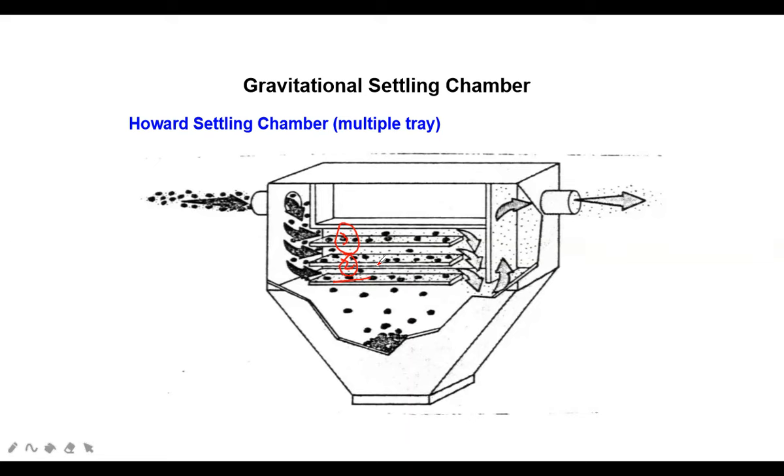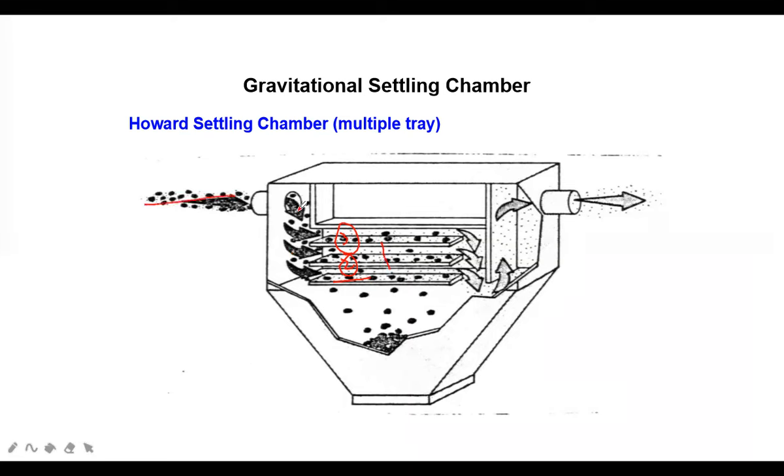What will happen if the distance between the two plates is small? The distance is small, so air keeps coming in again and again. When air keeps coming in again and again, the air will resettle the particles which are already settled on these plates. Okay? So what is happening?